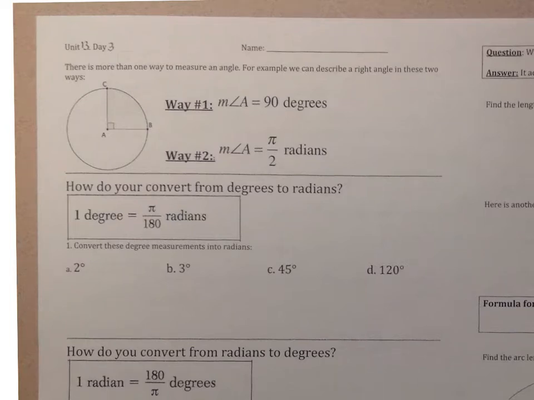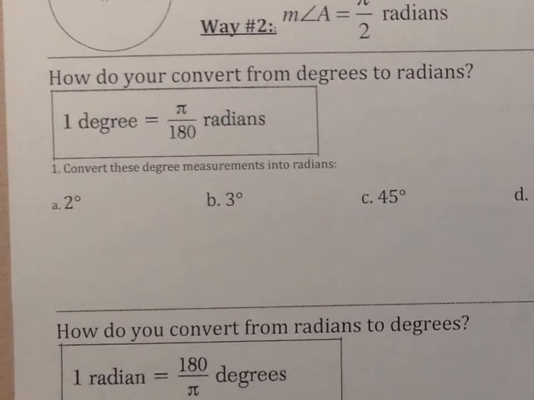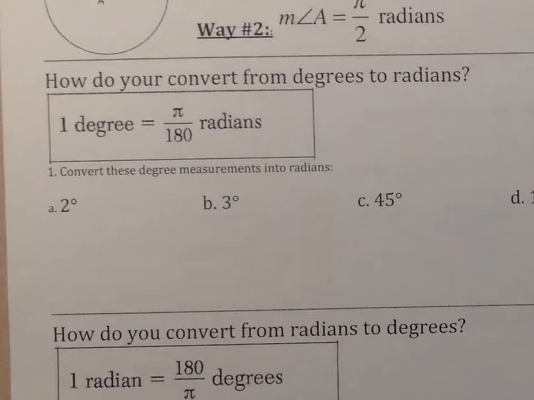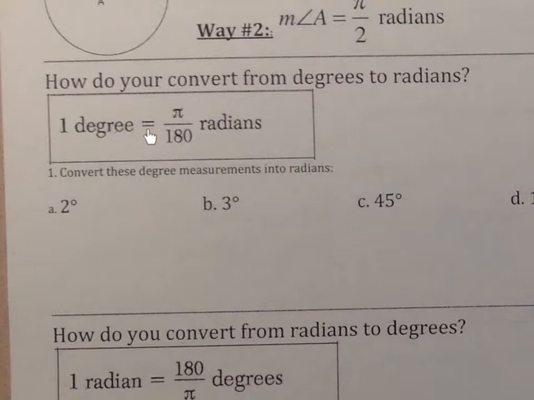So just as I discussed on the board, there's two different ways to measure an angle. We can measure it in degrees. We could also measure it in radians. Just like we convert something from centimeters to inches, or from Canadian dollars to American dollars, we can also convert from degrees into radians. And here's the formula for it. 1 degree is worth pi over 180 radians.